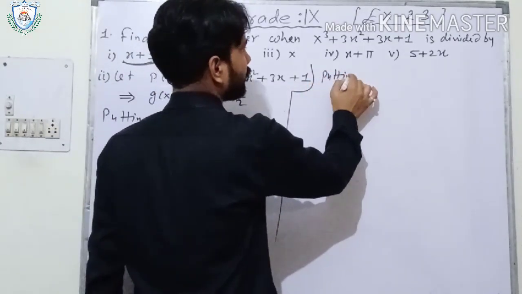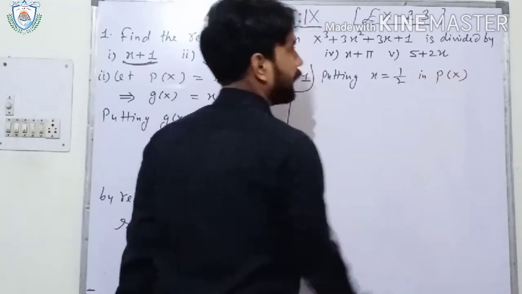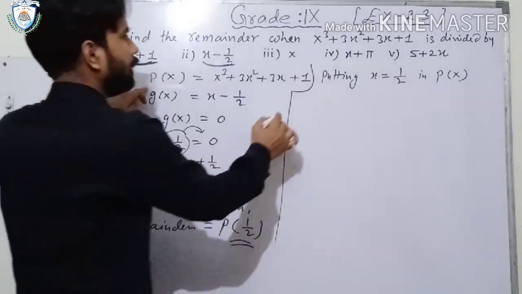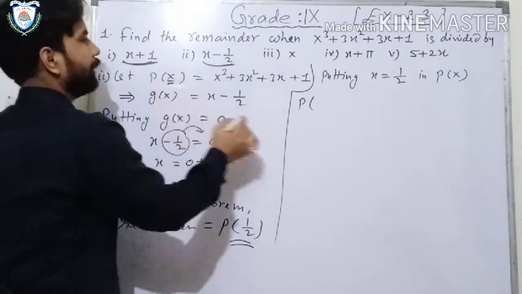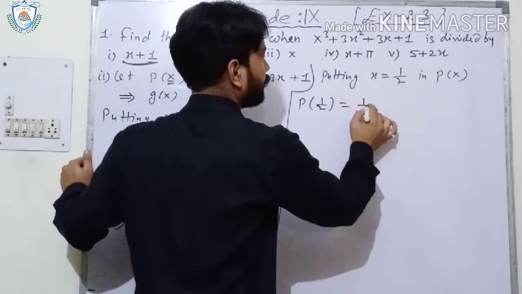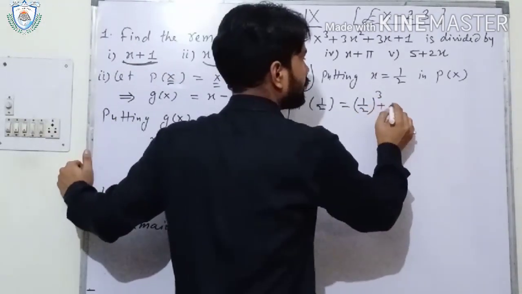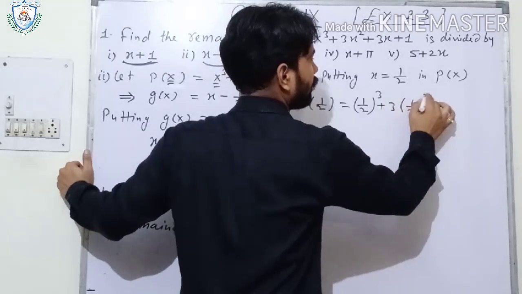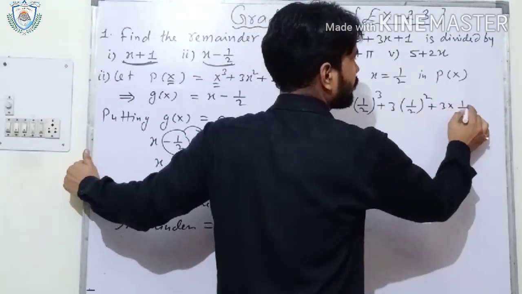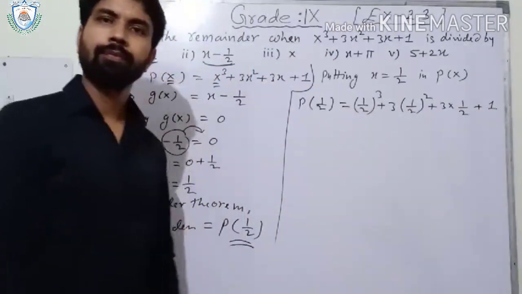So we have to write, putting x equal to 1 by 2 in P of x. Clear? So 1 by 2 we have to put here. So in place of x we have to write 1 by 2: P of 1 by 2 equals x cubed, where x is 1 by 2 whole power 3, plus 3x squared, so plus 3 times 1 by 2 squared, plus 3x, so plus 3 into 1 by 2, plus 1. It will remain the same. Clear?